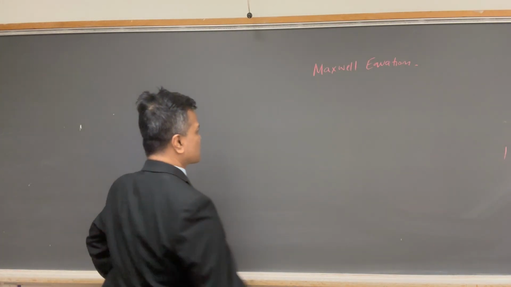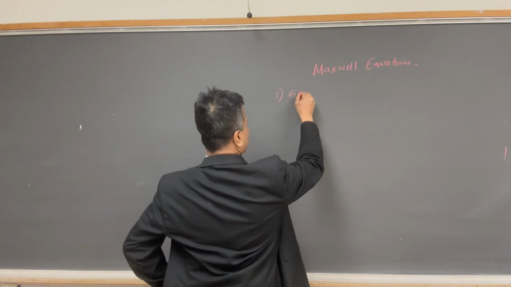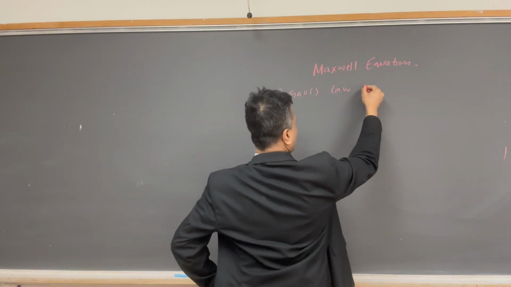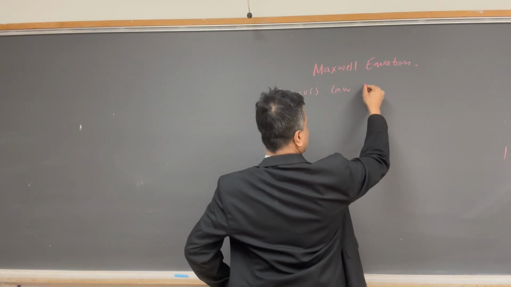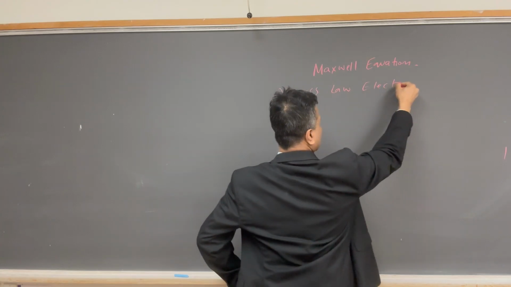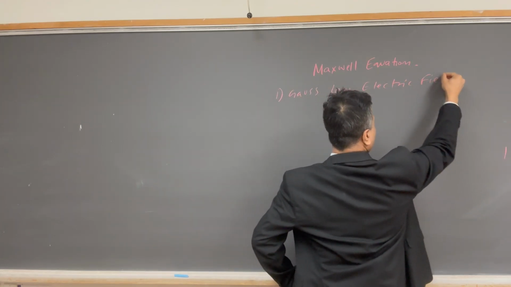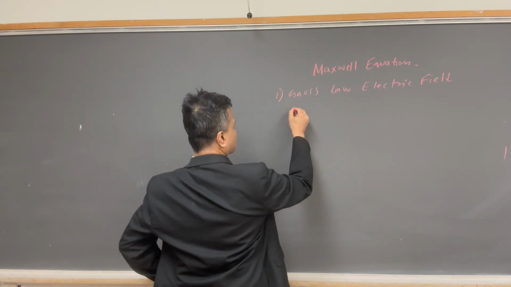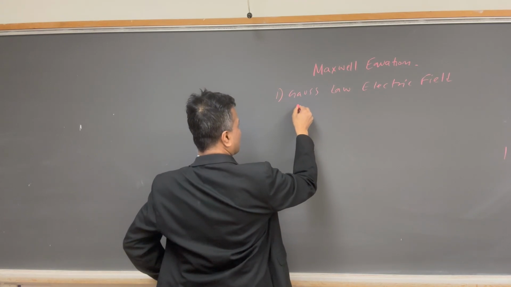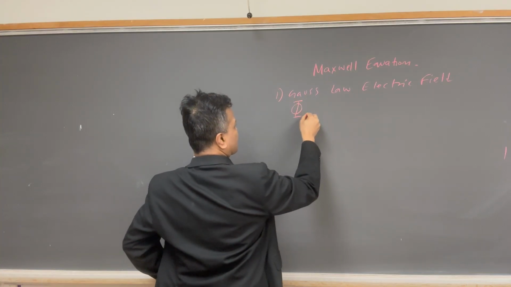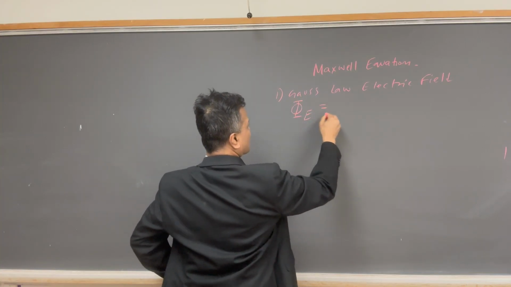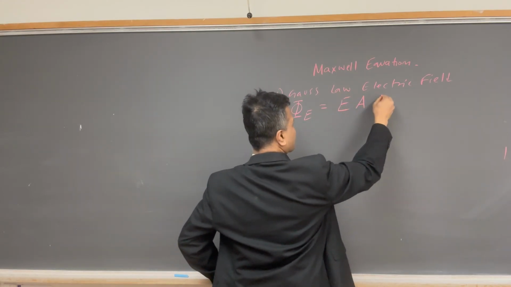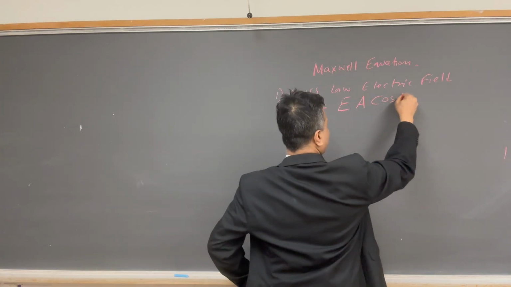Okay, so Maxwell's equations. Number one, we're going to use the Gauss law for electric field. Gauss law for electric field is, we're going to start with flux. Electric flux is equal to E for electric field, A for area, cosine theta.